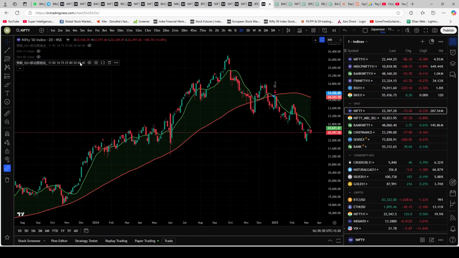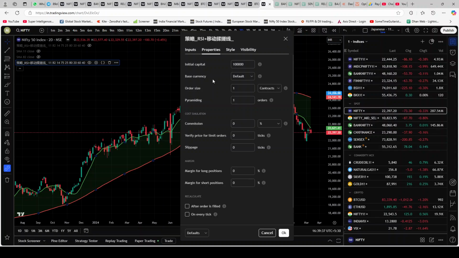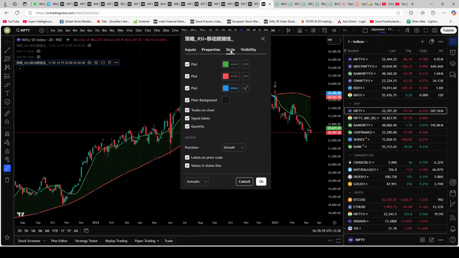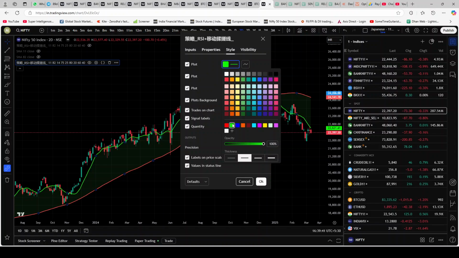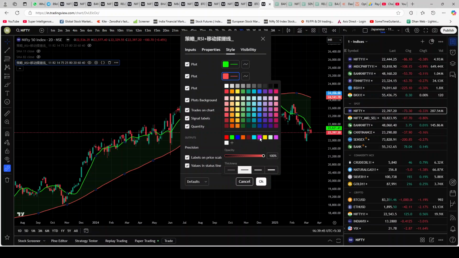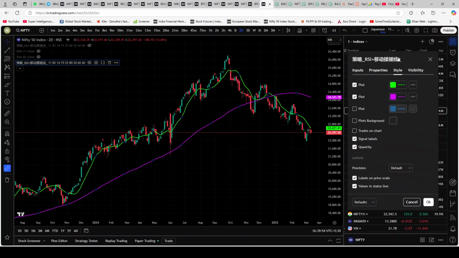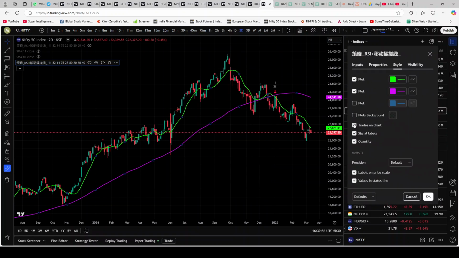What I've done is I've gone over here and I've not disturbed anything in the input section. In the property section also I've not disturbed anything. In the style section, I've made this fluorescent green, like I generally do. Instead of red, I use purple. So I've done that. This plot I don't use, background I don't want, trades on chart I don't want. This trades on chart is that thing that comes up over here. I don't want that. What else don't I want?